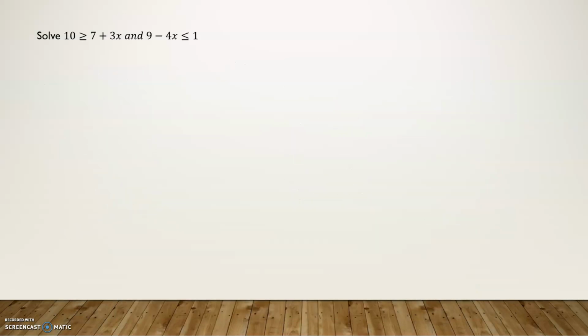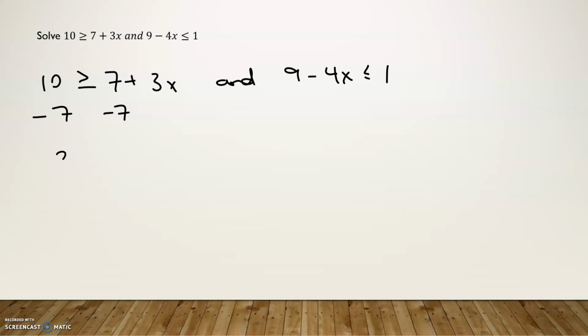Okay, so let's look at this one. 10 greater than or equal to 7 plus 3x. Now we're looking at an and. 9 minus 4x less than or equal to 1. I'm going to subtract 7 from both sides. So 3 greater than or equal to 3x, divide by 3. So 1 greater than or equal to x, and I'm going to switch that so I have my x first, then my inequality, then my number. The little part is facing towards x, so x is less than or equal to 1.